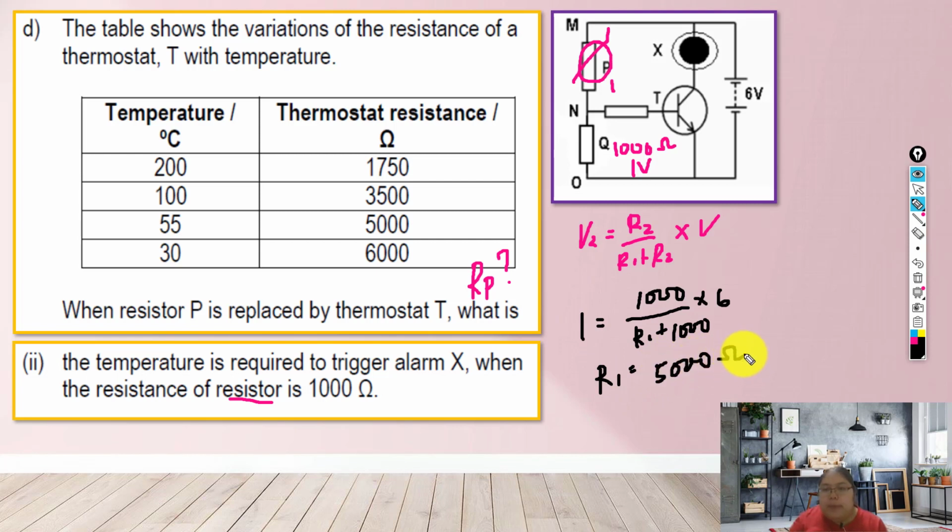ohm. But the question, they don't want ohm. They just want the temperature. So you refer to the table. So I get it, 5000 ohm actually is 55 degrees Celsius. So this one is the answer they want. Okay, 55 degrees Celsius for the thermostat. That means they can trigger the alarm X. Okay, we go to the next one.